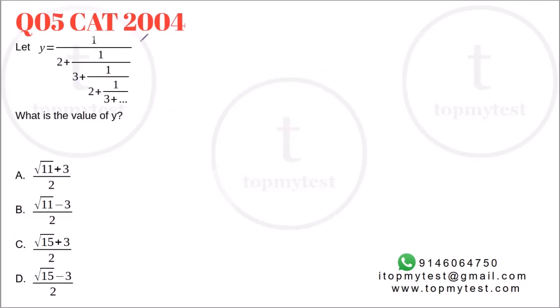And the last one in this set is from CAT 2004. Now, these types of questions you would have seen a lot in your practice books. This is the reason why you get all those questions, right? It says y is equal to 1 by 2 plus 1 by 3 plus 1 by 2. Again, the pattern emerges. So this value is again equal to y. You can find a quadratic or a biquadratic equation and solve it.